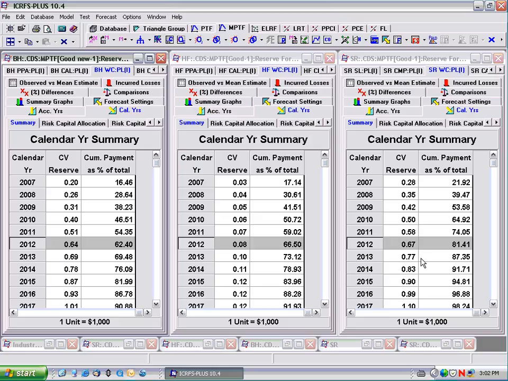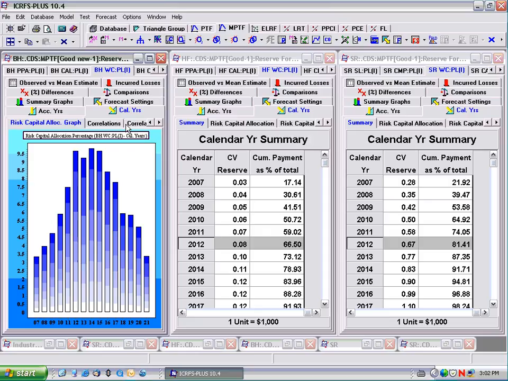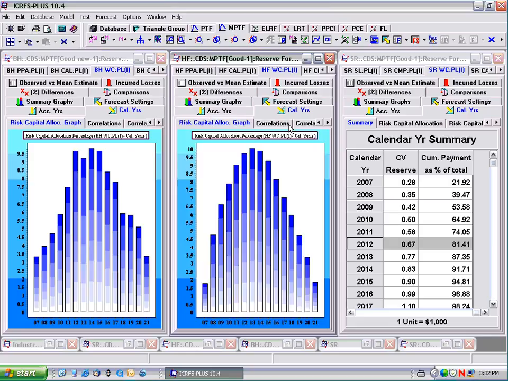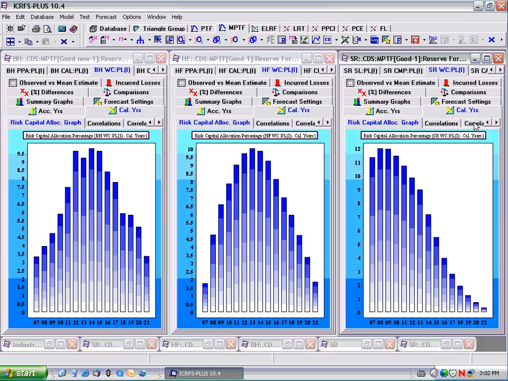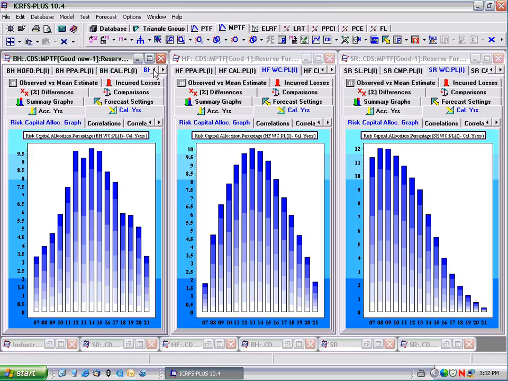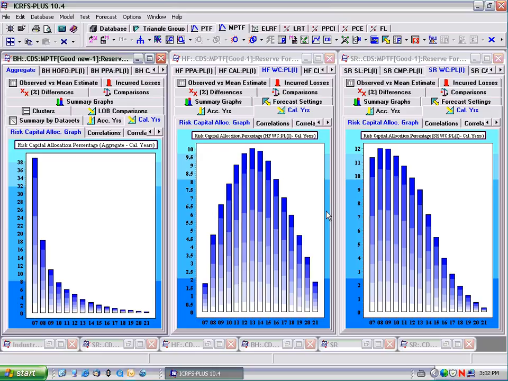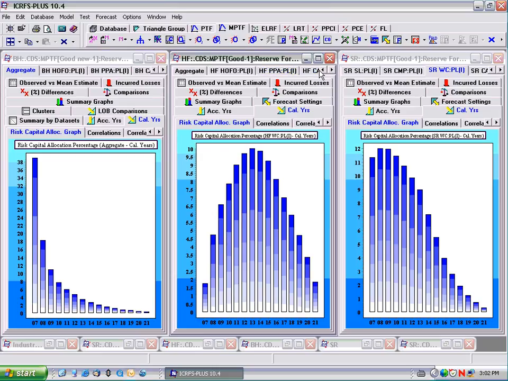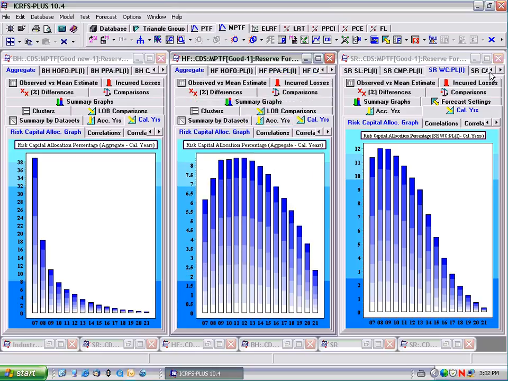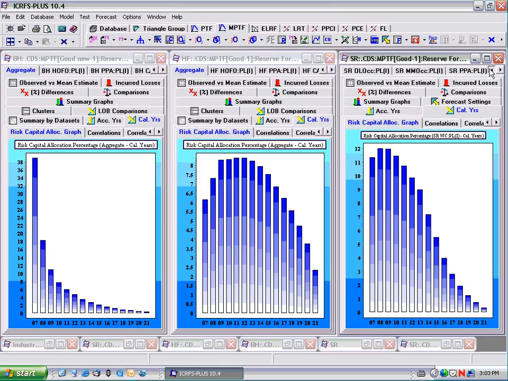What about then the risk capital? So the risk capital by calendar year, that's what it's like. This is on top of the mean. The risk capital, this is for Berkshire Hathaway, for workers' comp, Hartford, workers' comp, a bit similar, and Swiss Re, well, that's a little bit different. These are percentages. If you look at the aggregate, risk capital allocation by calendar year, which we failed to do in the first video, so we're doing it here. Never mind.